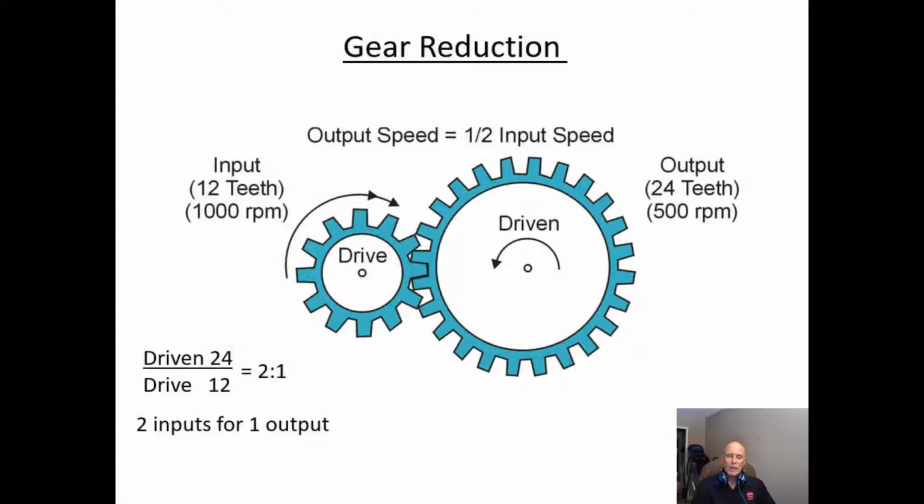Now with that, let's say we had 1,000 foot-pounds of torque on our input, because the gear ratio will also determine what our torque ratio is. Again, when we get a decrease in speed, we get an increase in torque. So our torque now will be 2,000 foot-pounds of output torque.